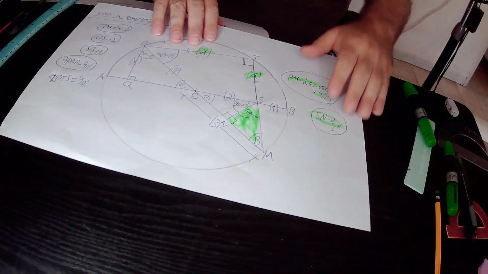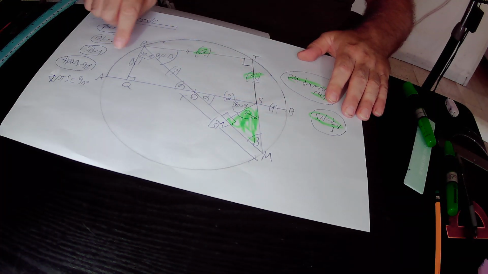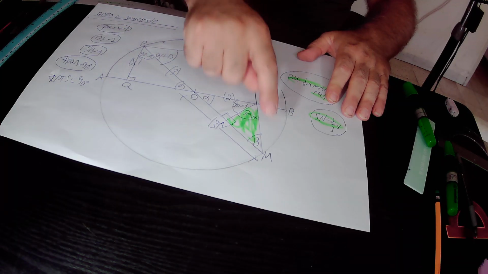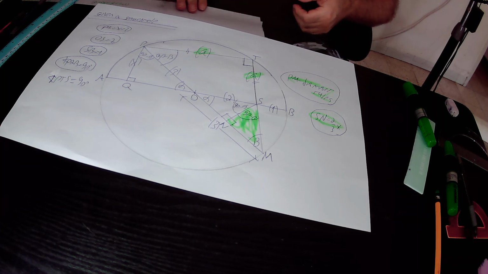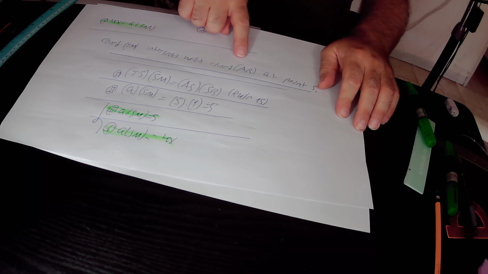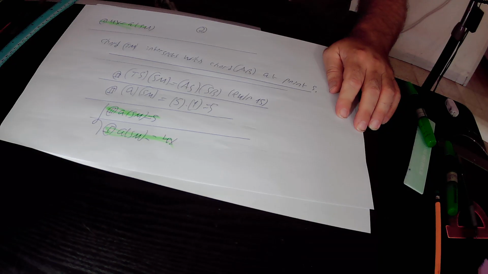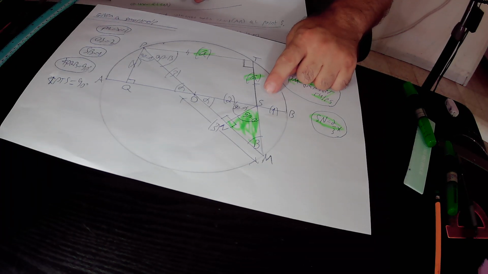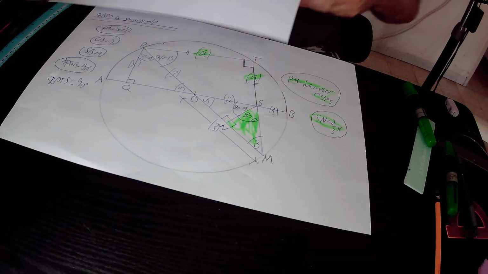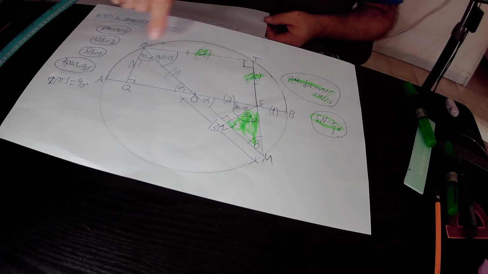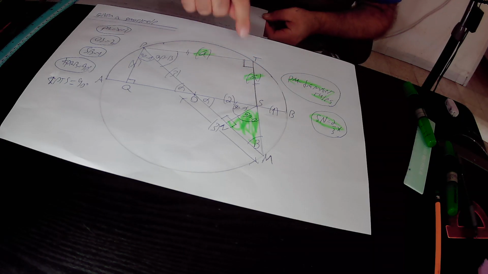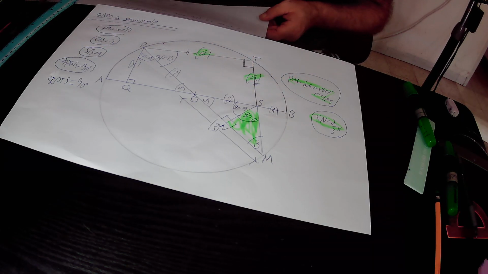We can definitely implement rule 15 in our drawing. Why? Because in our drawing we have chord TM that intersects with chord AB at point S. So all the requirements of rule 15 are satisfied. The intersection point occurs at this point S. According to rule 15, the following equation is true: TS times SM equals AS times SB.